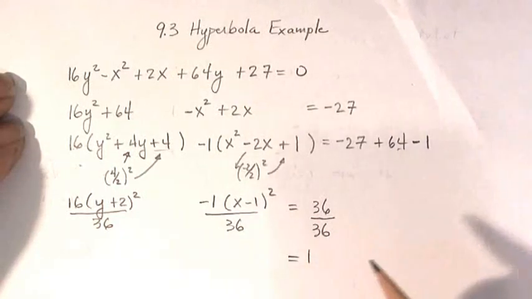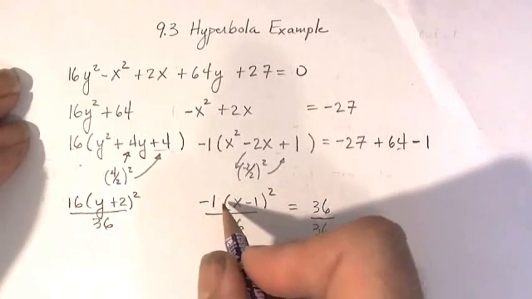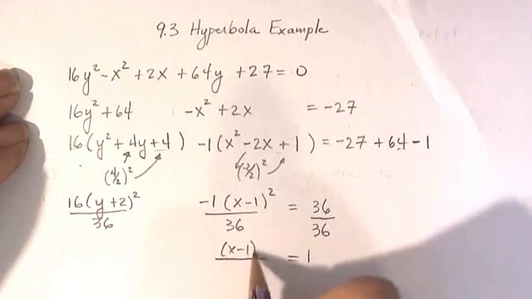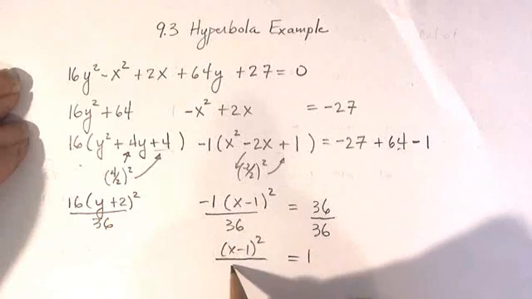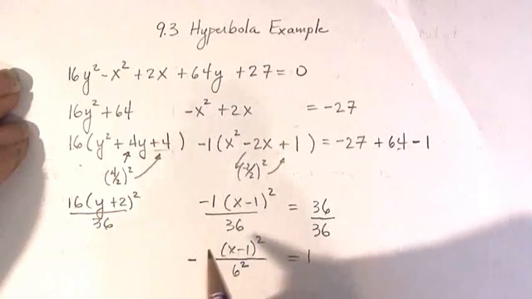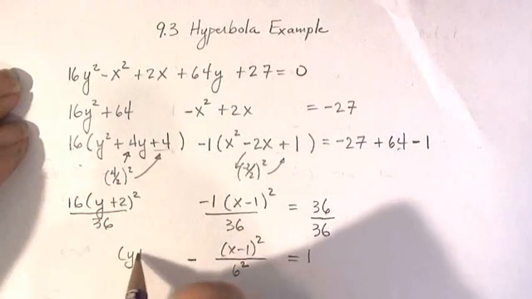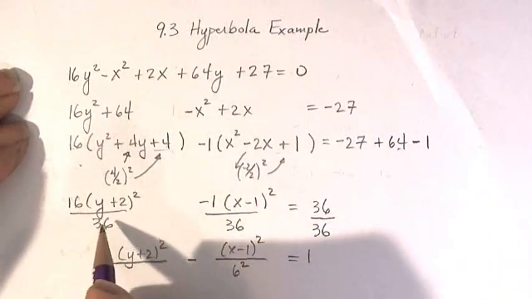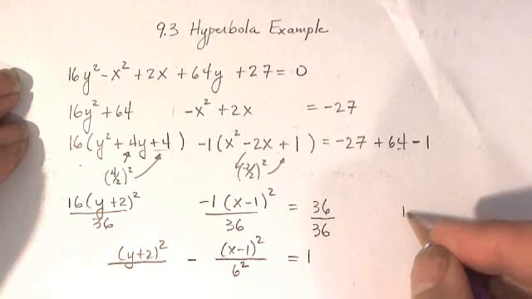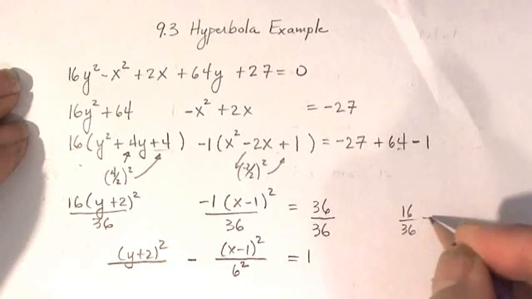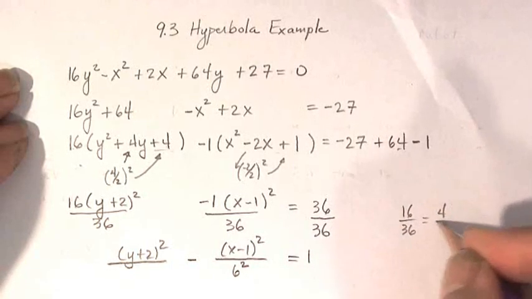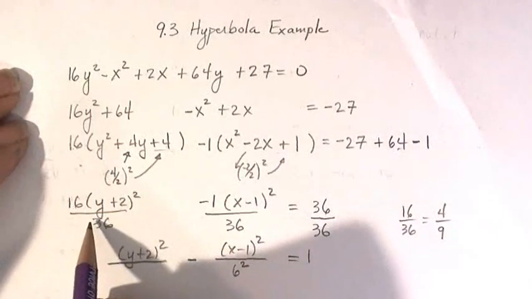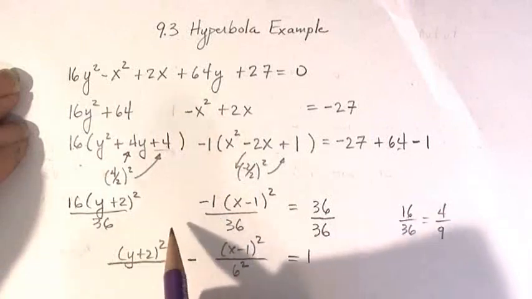Okay, this gives us our 1, and 1 goes into 36. Well, that's just 36, which is 6 squared. We have our y plus 2 squared. This one's a little more complicated. I'm going to do this on the side. 16 over 36 is equal to 4 over 9. And this is a coefficient of 4 over 9.